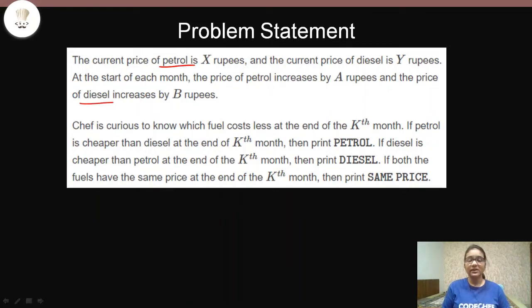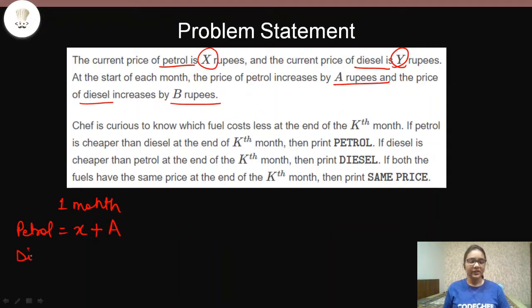given to us. So the current price of petrol is X rupees and the current price of diesel is Y rupees. Now it is given that at the end of each month, the price of petrol increases by A rupees and the price of diesel will increase by B rupees. So what will be the price of petrol or diesel after 1 month? After 1 month, I can say that the price of petrol would be X plus A, right?